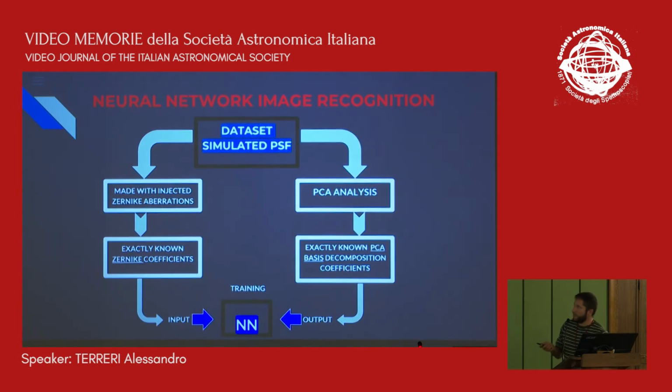So the idea is that we created a dataset of simulated point spread functions in the extrafocal plane, and because we are the ones who create these simulations, we know exactly the Zernike coefficients injected. On the other branch, we use all these simulations to create a principal component analysis and reproject all the images, having in this way all the coefficients for each image. In this way, we have an input and an output for the neural network.